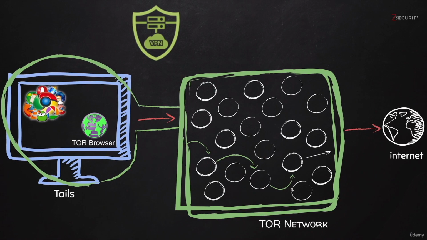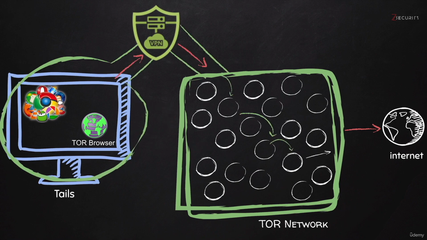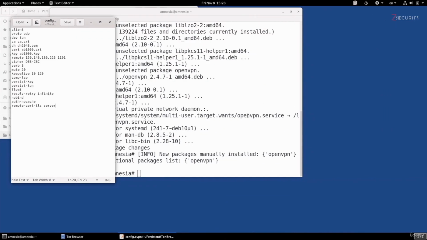So before doing that, before trying to connect to our VPN, we need to modify the firewall settings so that all data is forced to go through the VPN first and then go to the Tor network. To do that, I'm going to open the configuration file for the firewall.